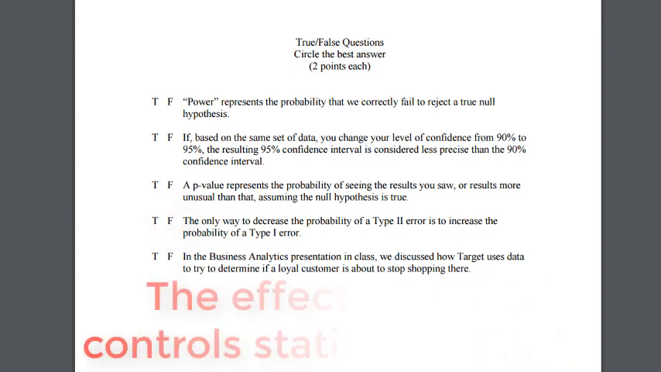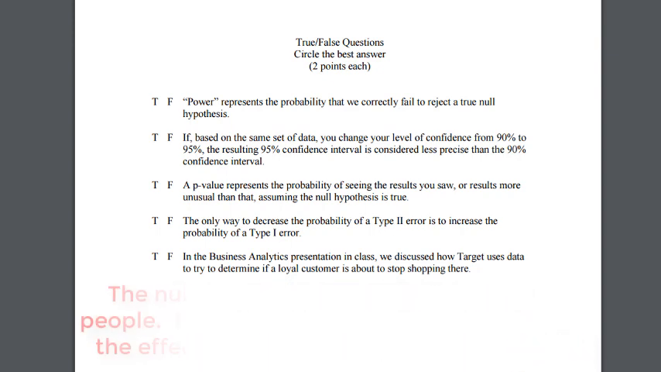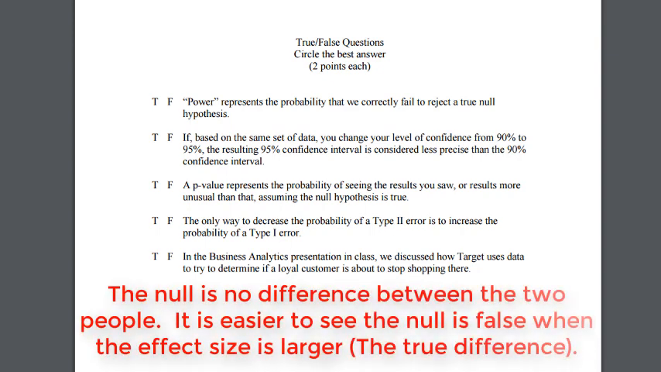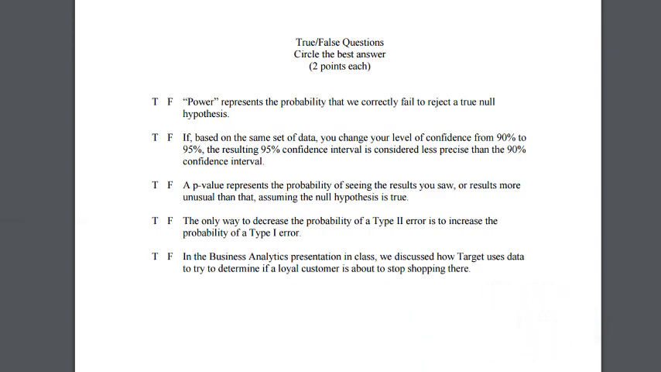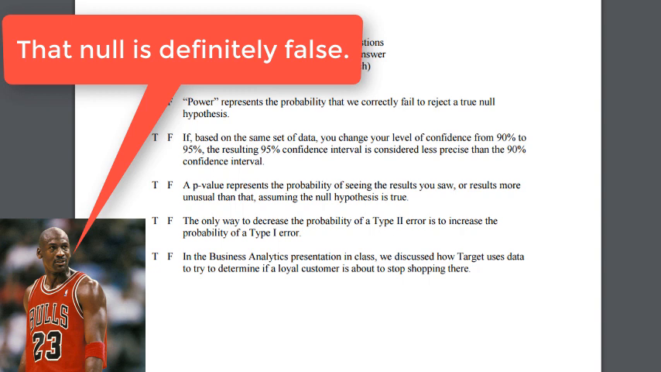The other thing that affects the type 2 error is the effect size, and that's something we can't change. That is the true difference between the null and the truth. So I often say, if I were to play my brother in basketball, the null would be that we're the same. And it might be hard to see because although my brother is better than me, he's not a ton better than me. But what if I were to play Michael Jordan in basketball? Well, the null would be that we're the same. And then the alternative would be that we're different.